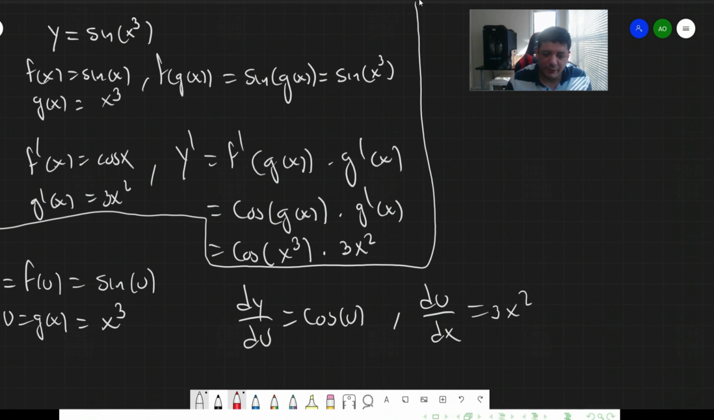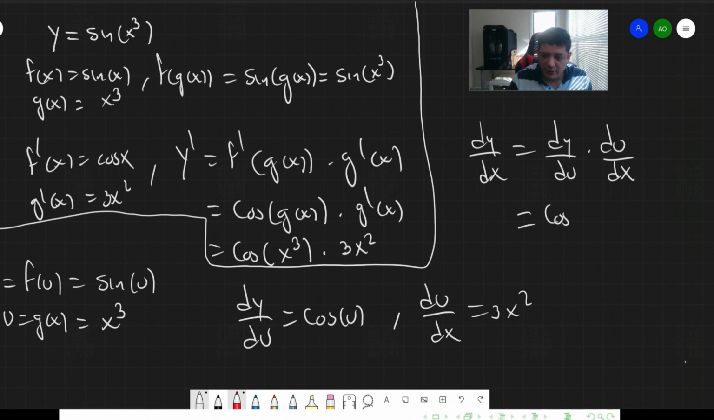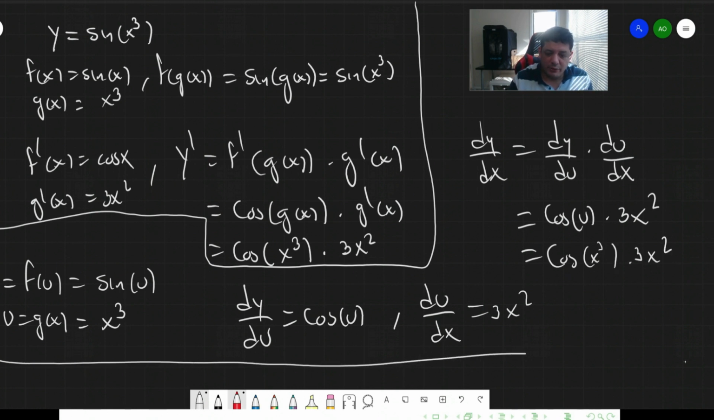And so notice that dy/dx, which is what I want, is just the multiplication of these two things, dy/du times du/dx. And that is going to be cosine of u times 3x squared, which is essentially the same thing. Now notice that u is x cubed, so cosine of x cubed times 3x squared. Okay? So two different ways of arriving at the same result.